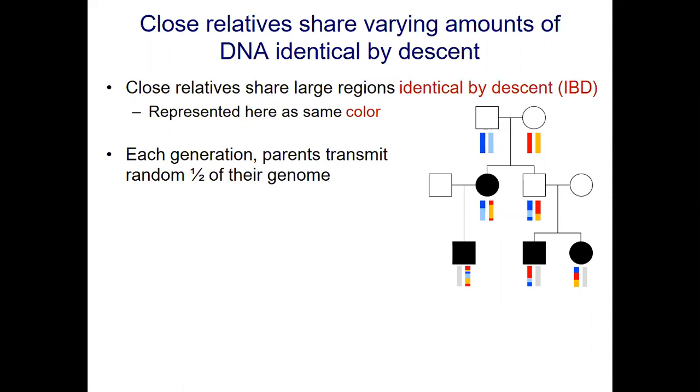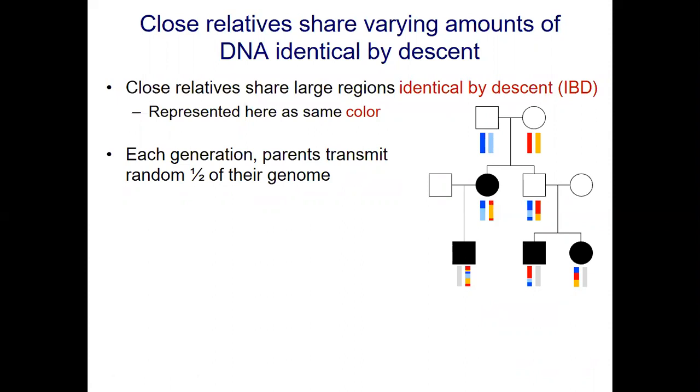pedigree, and throughout this talk, I'm going to have shaded individuals shown where we consider we have data for the individuals that are filled, and beneath some of the individuals, I have two vertical bars that represent the two different chromosomes that an individual carries. So here, the grandfather has chromosomes that are two different shades of blue, and grandmother has red and orange chromosomes.